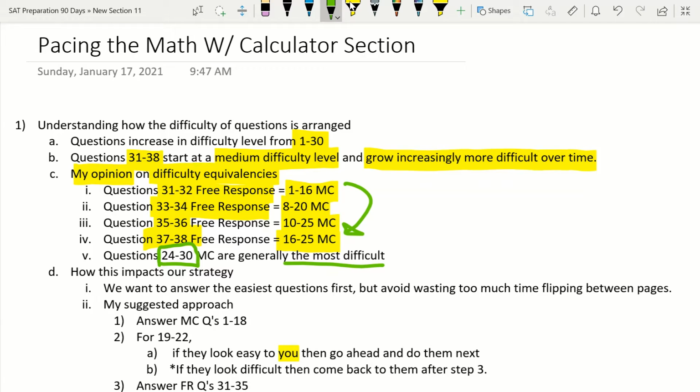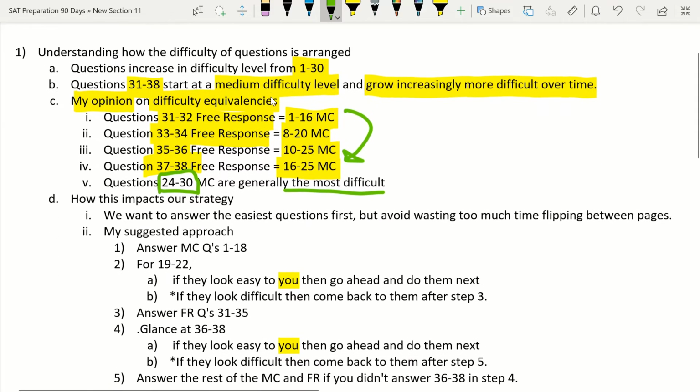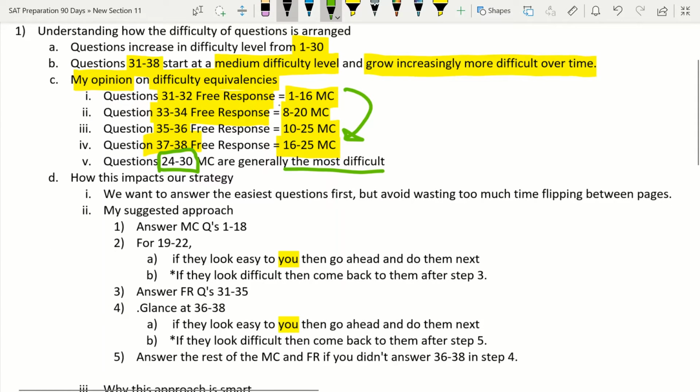So in my opinion, generally on the SAT, if you have questions 24 or 25 or 26 through 30, they're more than likely going to be the hardest problems out of that whole Math with Calculator section. So how is this going to impact our strategy? We want to understand not only what the difficulties of these questions are, but how that affects how we should pace the SAT Math with Calculator section. Well, we want to answer the easiest questions first, because we get the same amount of points for answering questions 1, 2, and 3 as we do for answering 30, even though questions 1, 2, and 3 tend to be much, much easier than question 30 is.